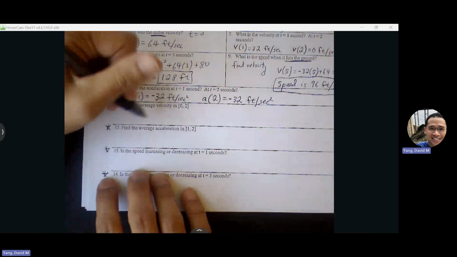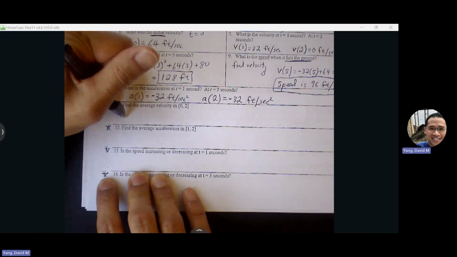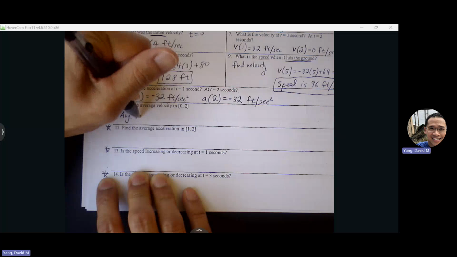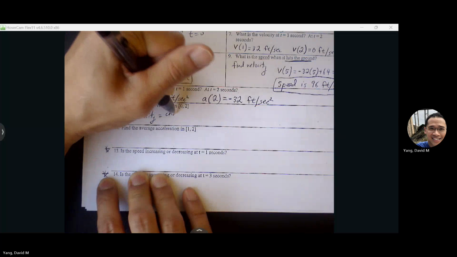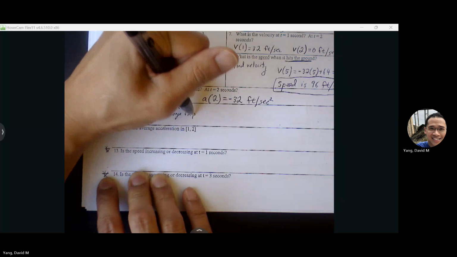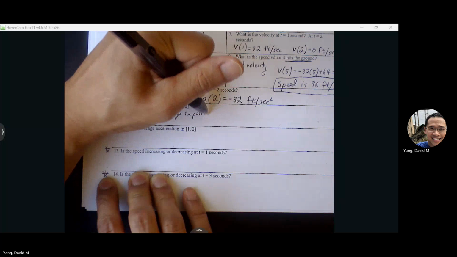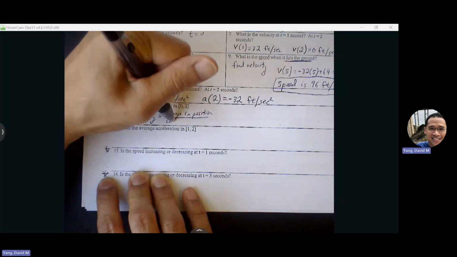So it says find the average velocity. Average velocity is defined as the change in position divided by the change in time.